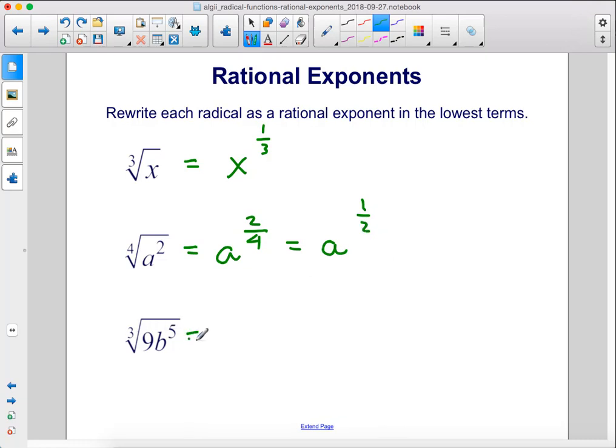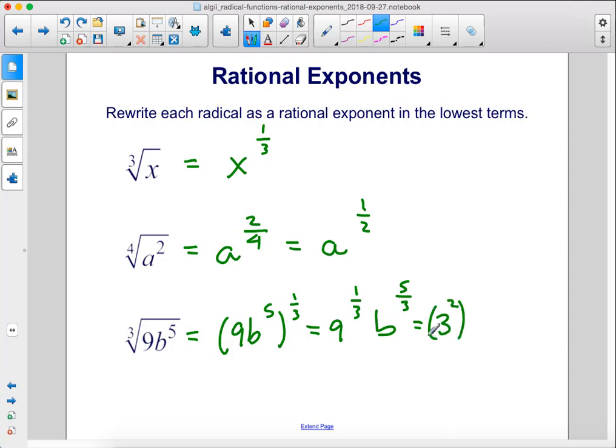Here, it's a little trickier. So we have 9b to the 5th being raised to the 1 over 3 power. So if we put this 1 over 3 on each of these terms here, we have 9 to the 1 over 3 power times b to the 5 over 3 power. And 9 can be rewritten as 3 squared. So we have 3 squared to the 1/3 power times b to the 5 over 3 power.